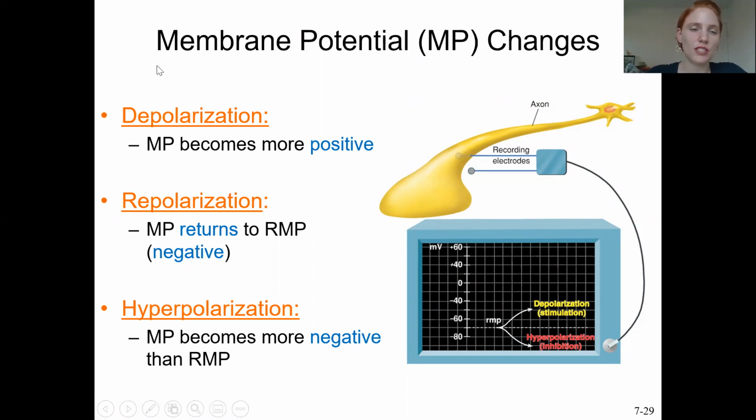Okay, so let's start with some vocabulary that you're going to need to know. The first one is depolarization. Now, keeping in mind that resting membrane potential is negative, depolarization means becoming more positive. Now, it doesn't necessarily mean it has to be all the way positive. It could still be negative, but if it's less negative, that is the same as more positive. Okay, so becoming more positive inside of the cell, that's depolarization. And repolarization means returning back to the normal negative resting membrane potential. Now, hyperpolarization means that instead of becoming more positive, you become more negative. You're even more negative than resting membrane potential.